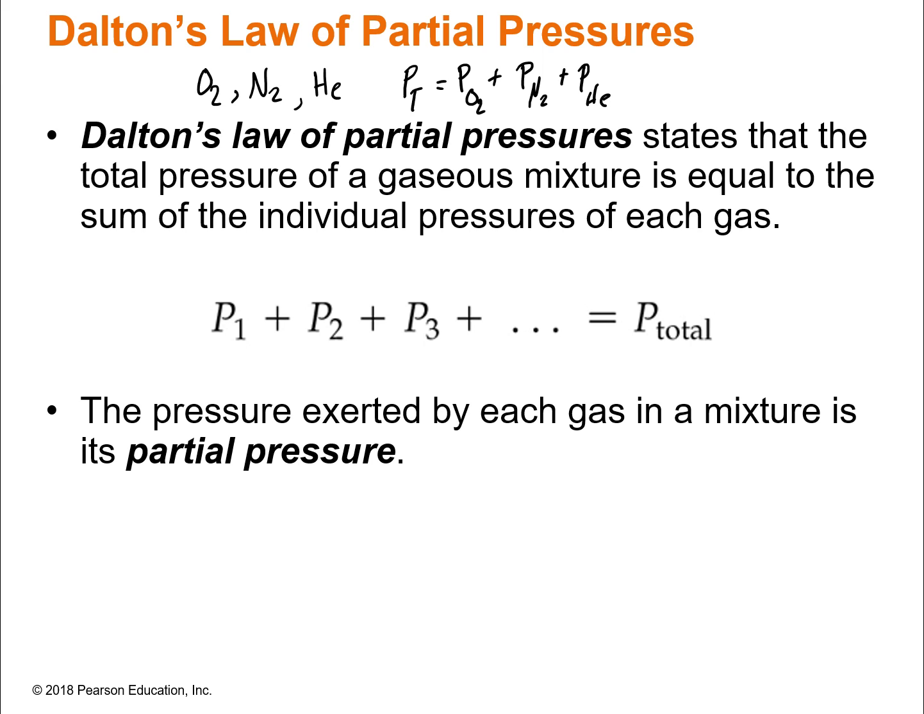That's all that Dalton's law is. The total pressure for a mixture of gases is equal to the sum of all the individual pressures of each gas. We good so far?